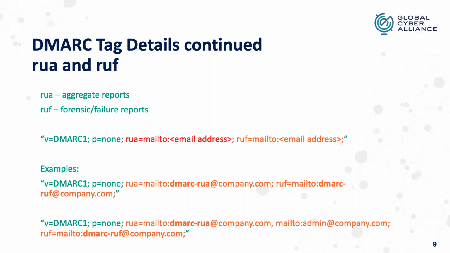Like dmarc-rua@company.com, dmarc-ruf@company.com if you want to separate those two out. Because the way it works by default is that you can only send the reports to an email address for the domain you're creating the policy for. So if you're creating a DMARC policy for company.com, the reports by default can only be sent to somebody within company.com. You can send these reports to external users as well, somebody outside of your domain, and that can be done.